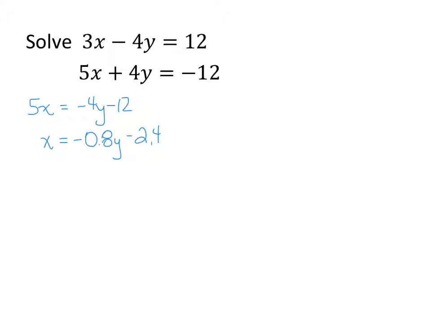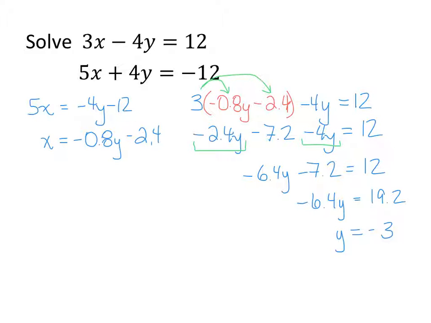When I rearrange, I find out that x is equal to negative 0.8y, subtracting 2.4. That was based on the bottom equation, so I'll substitute this into the top equation. As we finish solving, we're going to combine our like terms, the negative 2.4y and the negative 4y, to find negative 6.4y. We're going to have to add negative 7.2 to 12, divide both sides by negative 6.4 to find out that we believe y is equal to negative 3.